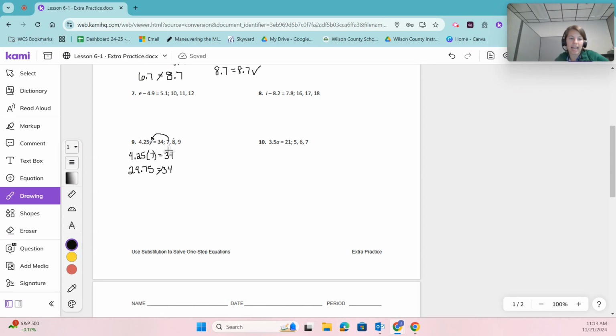So then I'm going to try 8. 4.25 times 8, again substituting for y, equals 34.